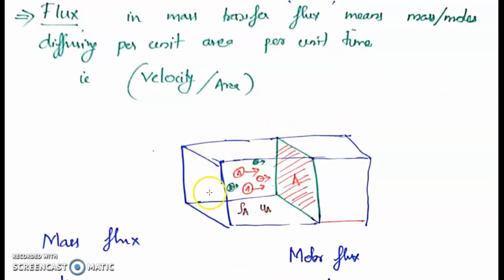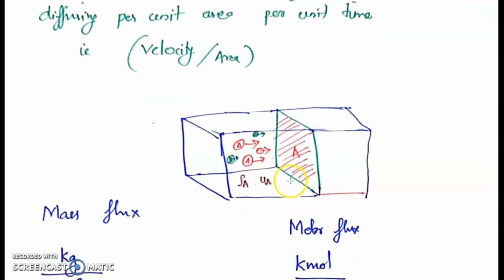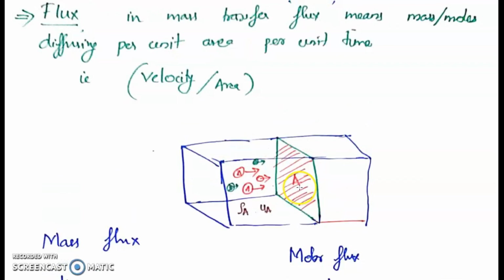Let's say this is a cylindrical or rectangular tube in which molecules of A and B are diffusing. You can see molecules of A and molecules of B shown by red and green, and they are diffusing in the x direction, like you see here. Let's say the mass concentration of A is rho_A, and the velocity at which it is moving is U_A, and these molecules are moving through a cross-sectional area A. This area A represents the area perpendicular to the direction in which molecules are moving. So what I want to do is know the rate at which the molecules are diffusing through this particular area.